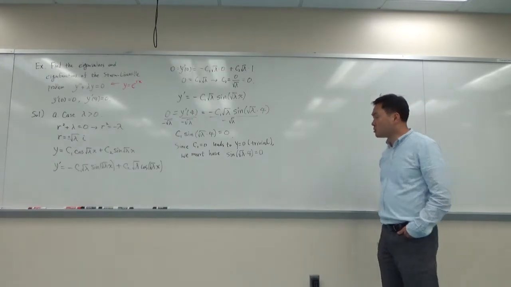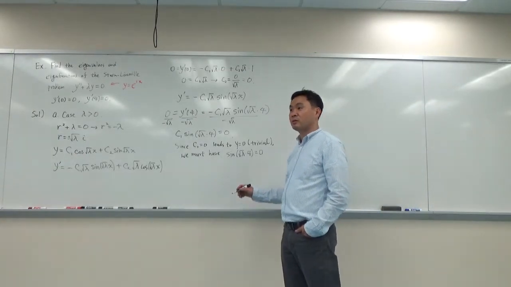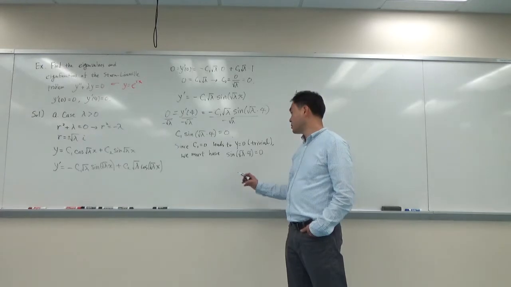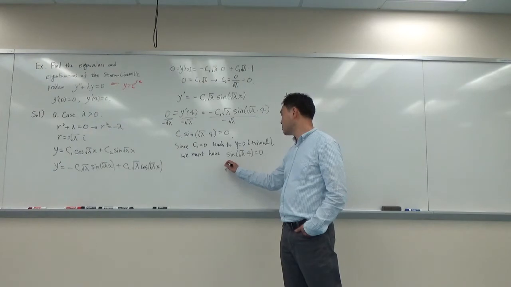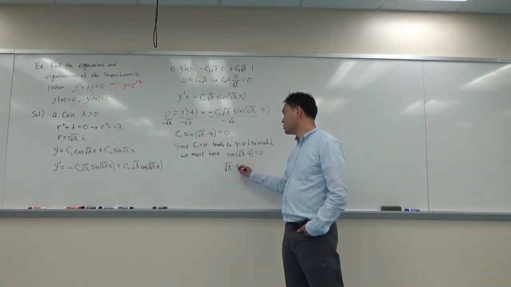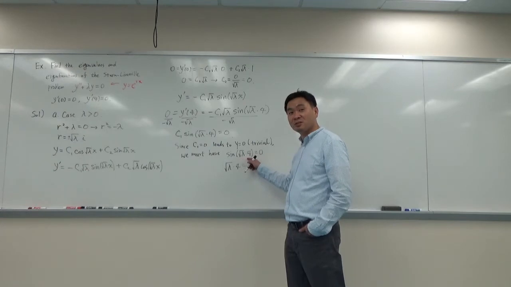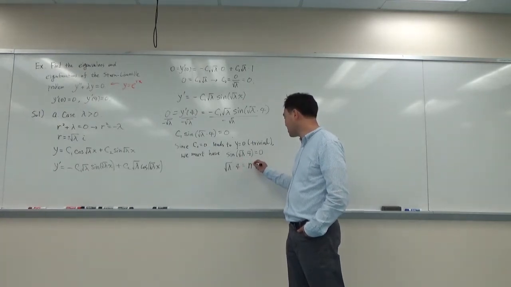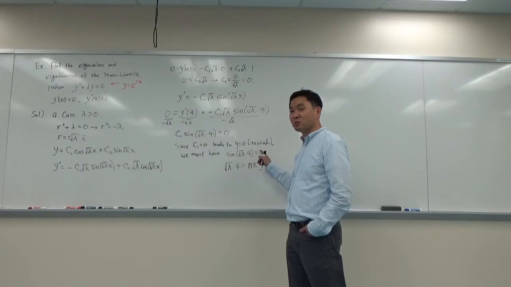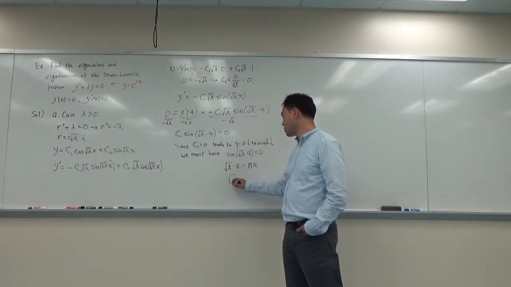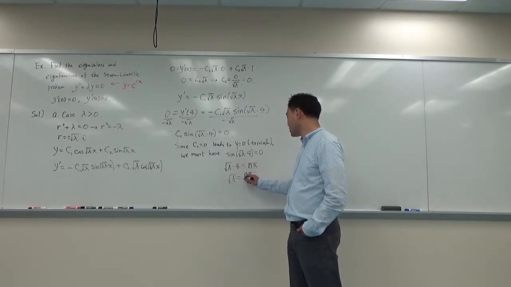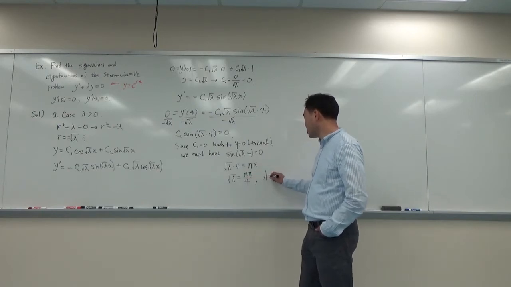And when does this happen? When is sine of something equal to 0? Sine of pi, yes. When the thing inside is n pi, you get 0. So we know that sine of n pi is equal to 0, and solving for square root of lambda, you get square root of lambda equals n pi over 4. And you get lambda as n squared pi squared over 16.